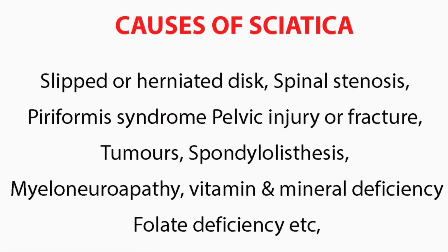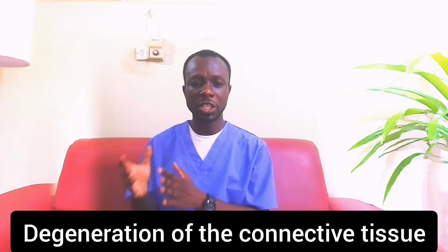And there are many causes of sciatica ranging from slipped or herniated discs, spinal stenosis, or what we call piriformis syndrome. That is a pain disorder involving the narrow muscle in the buttocks. We have pelvic injury or fracture, some tumors, or what we call spondylolisthesis, myeloneuropathy, vitamin and mineral deficiency, and even folate deficiency. And about 90% of the time, it involves the first cause, that is the disc, the connective tissue, where you get what we call degeneration of this cushion-like disc. And once there's degeneration, it wears out, and that can put pressure on some of the nerves that make up the sciatic nerve. And then you experience excruciating pain at the back, down to the buttocks, all the way down to the lower part of the legs and even to the foot.